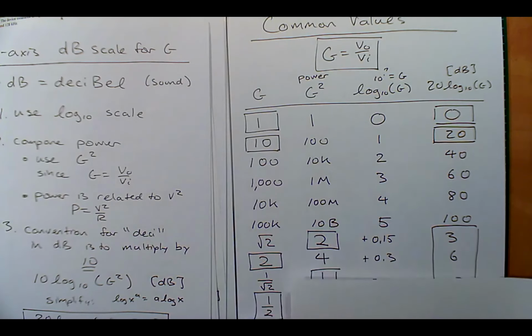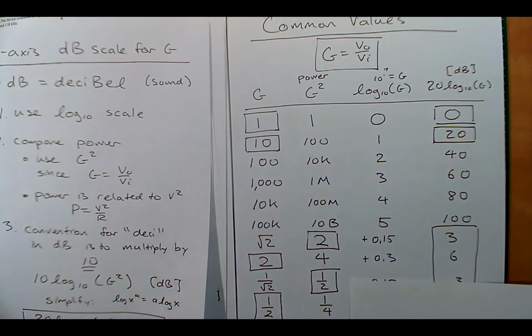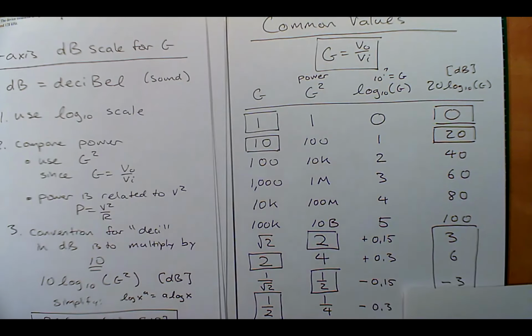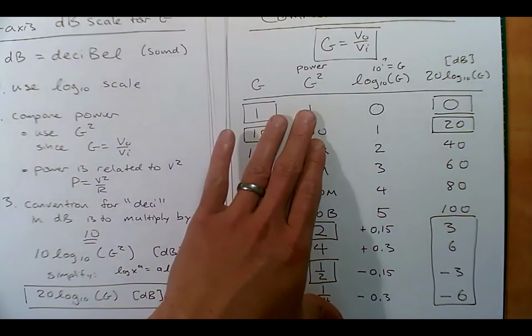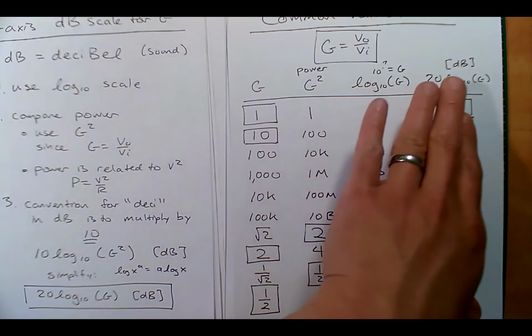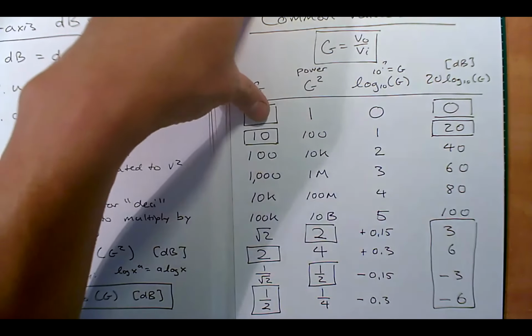And then another one here is, well, what if I have 1/2 the signal? I get 1/4 the power. That makes sense. Negative 0.3, and I should see negative 6. So you look at these common numbers. Negative 6 dB means I have half the signal, okay? So these are just some common numbers that you might see on a regular gain, power, regular log base 10, and dB, which is 20 log base 10, okay?